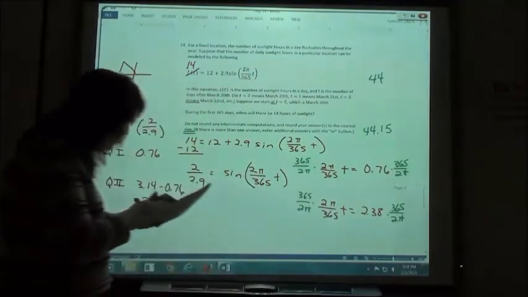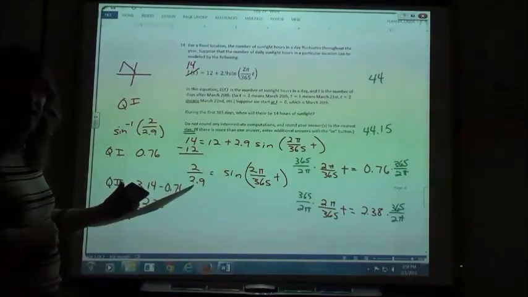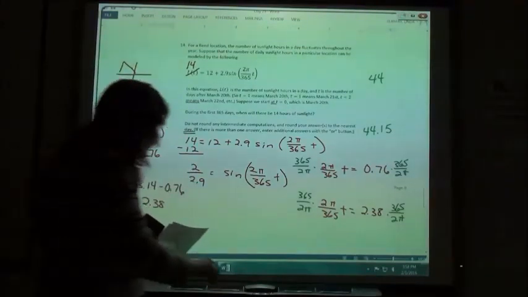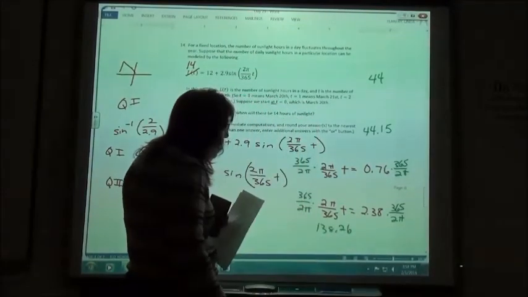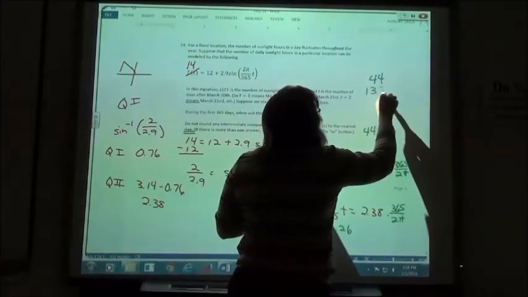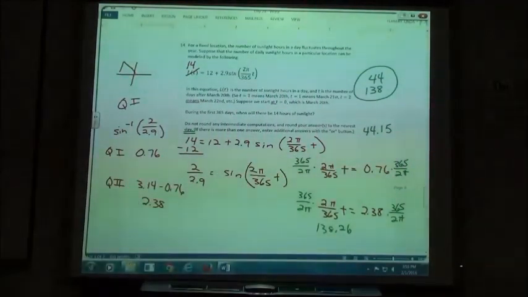My second one, I'm going to take 2.38 times 365 divided by, not shift yet, divided by 2 shift pi. So I have 2.38 times 365 divided by 2 pi. If I hit equals, I get 138.26, but rounding that off to the nearest day, 138 days. So either at 44 days or 138 days is where I'm going to have 14 hours of sunlight.